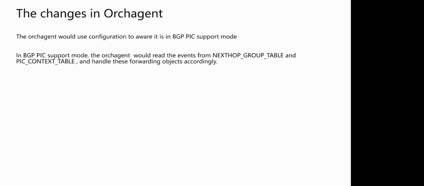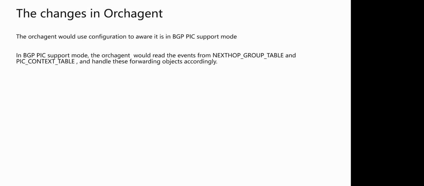The change in the agent is that it would use configuration to determine whether it is in BGP PIC support mode. In BGP PIC support mode, the agent would read the events from the next hop group table and PIC context table and handle these forwarding objects accordingly. So that's all the information about BGP PIC. Thank you.